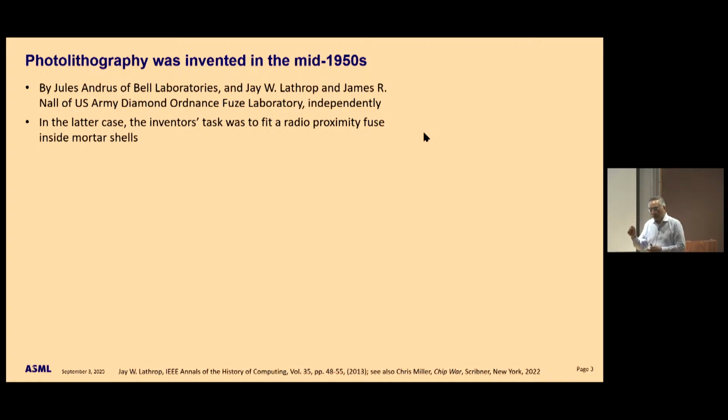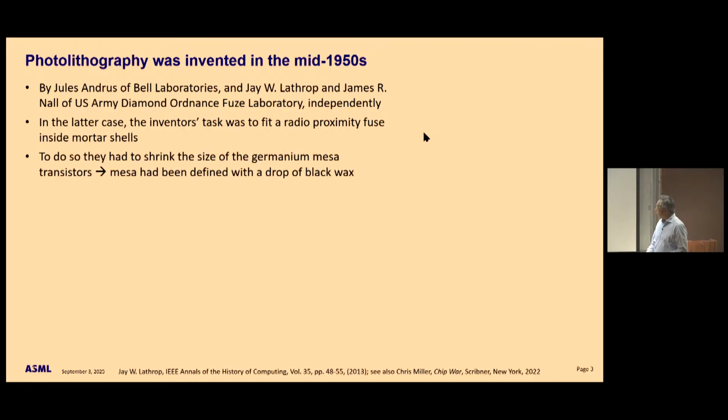The goal is to have the bomb explode in the proximity of the target before hitting the target, right? To increase the probability of impact, okay? Because if it explodes right on target, you may miss the target. But if it explodes in the vicinity, then your chances are a lot higher of hitting the target. So this was the goal, to put the proximity fuse inside a mortar shell. Okay, a mortar shell is very small. So in those days, the transistors were mesa transistors, germanium. Okay, how do you fit a mesa germanium transistor circuit inside a mortar shell?